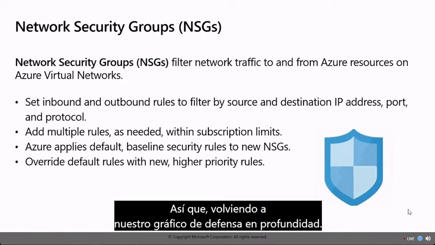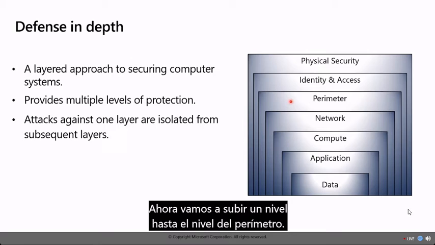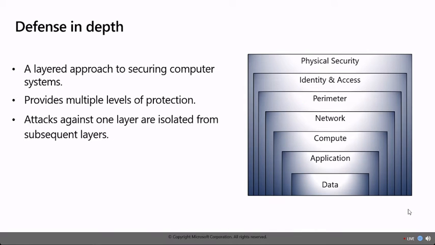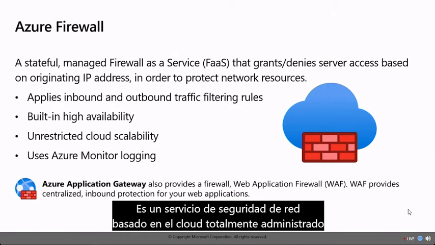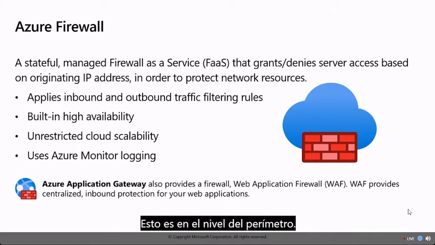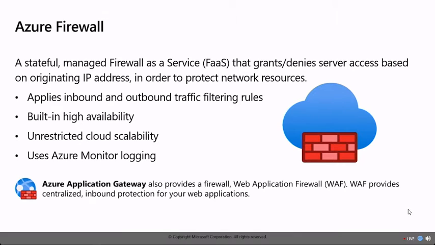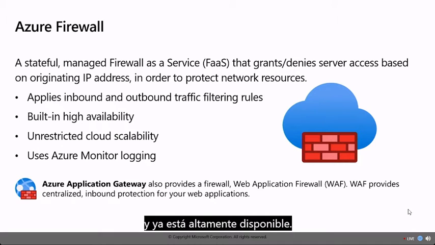So, looking back at our defense in depth graph, with network security groups, this is on the network level. Now we're moving up a level to the perimeter level. So, at the perimeter level, we have the Azure Firewall. Now, this is a fully managed cloud-based network security service that is there to protect your virtual network resources. So this is on the perimeter. You only need to worry about one because you have unlimited cloud scalability and it's already highly available.